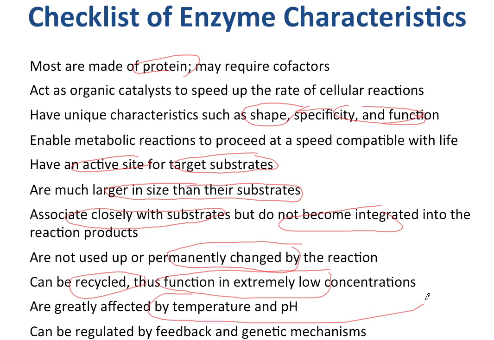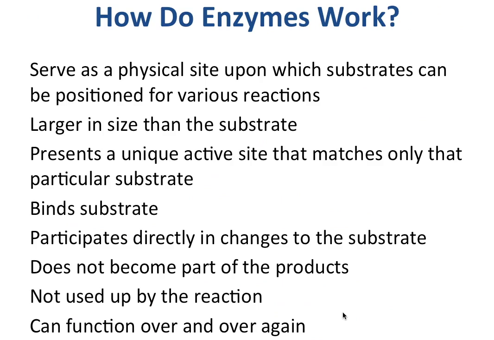Enzymes are also regulated by temperature and pH. That's why all animals and humans have their own body temperature: the body temperature is the optimal temperature for the enzyme, so the enzyme can perform at its highest efficiency at that temperature. Enzymes can be regulated by feedback and by genetic mechanisms. We will talk about this later.